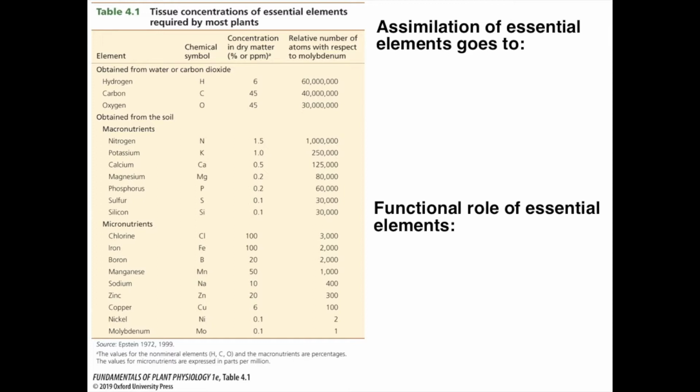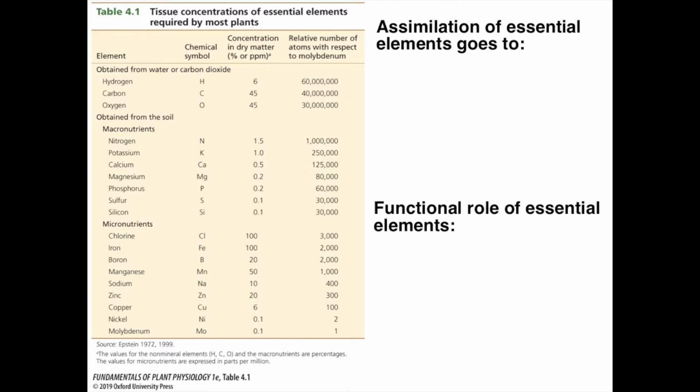We also have essential elements that are obtained from the soil as macronutrients, and this goes from everything from nitrogen, potassium, all the way down to sulfur and silicon. And again, this macronutrients group just simply means that they are obtained and found in really high amounts within each plant. And then if we go down to the micronutrients, yes, these are essential elements as well, important for function, but they are not found in as high of abundance as the other macronutrients.